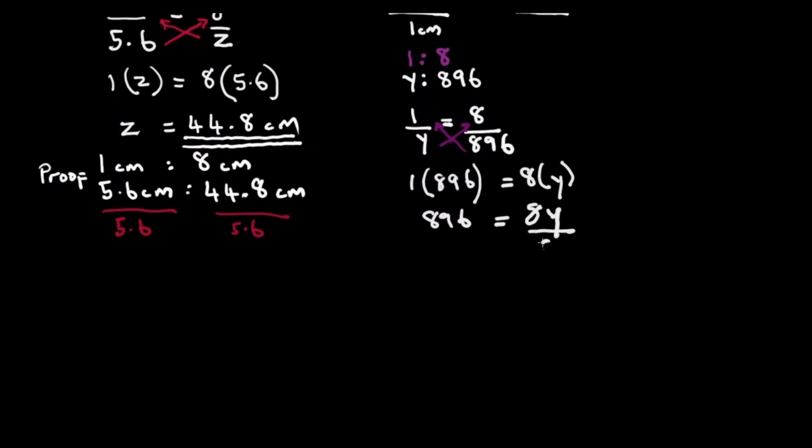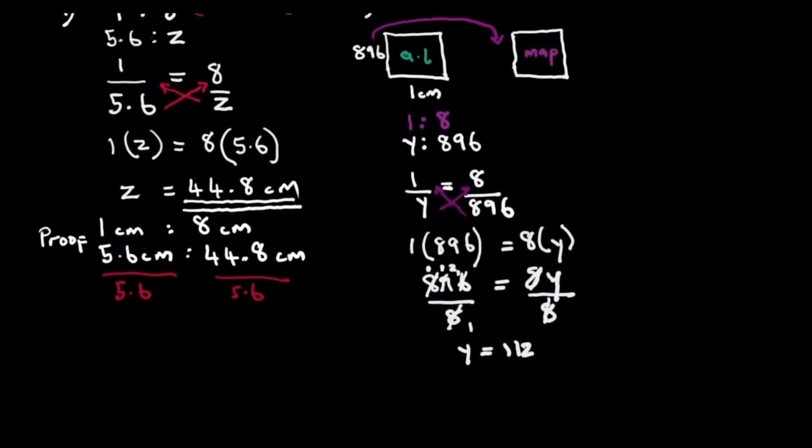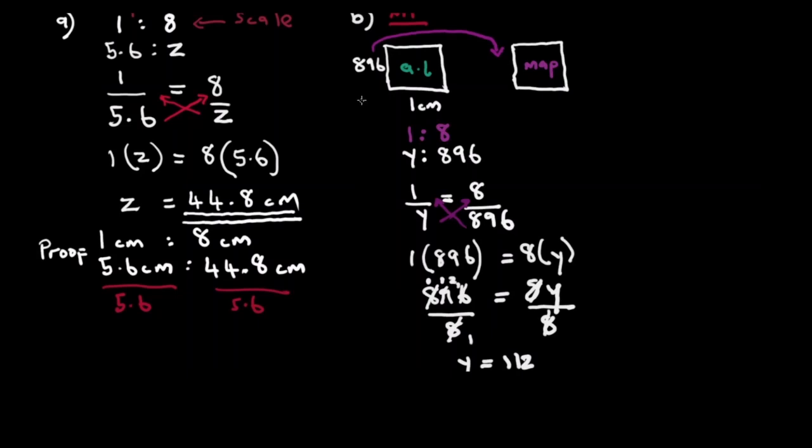So for y, we have to divide both sides with 8. Here 8 cancels out. 8 into 8, it's 1. 8 into 8, it's also 1. 8 into 9, it's 1 with a remainder of 1. And 8 into 16, it's 2. Meaning that y will be equal to 1, 1, 2. And going back to our illustration here, this is telling us that 896 centimeters actual length will be equal to 112 centimeters scale length. What about 1 centimeter?